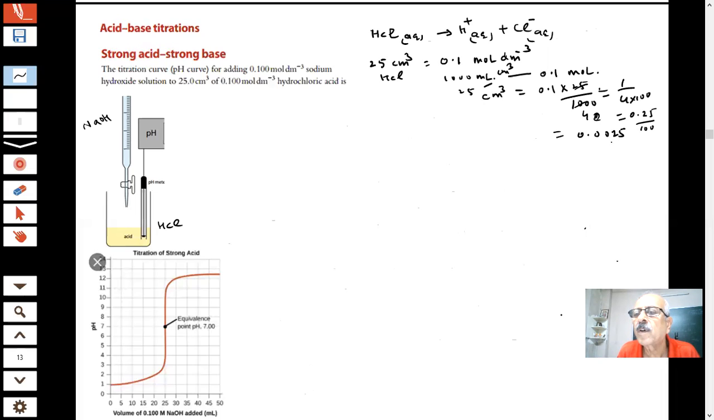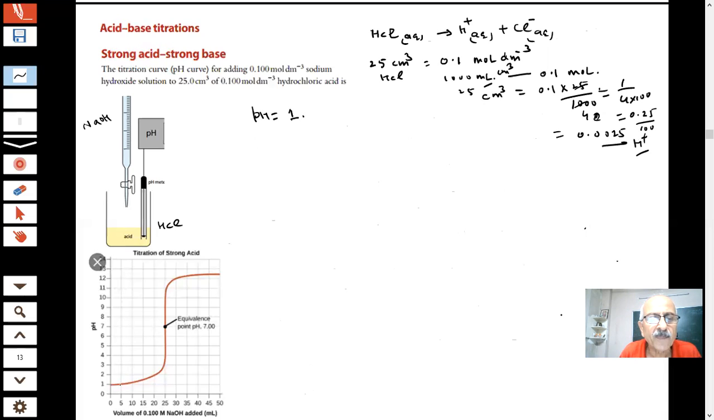We have 0.0025 moles of H plus in 25 centimeter cube of solution. When I calculate the pH, 0.1 mole per decimeter cube gives a pH of 1. We calculated that, pH is 1.